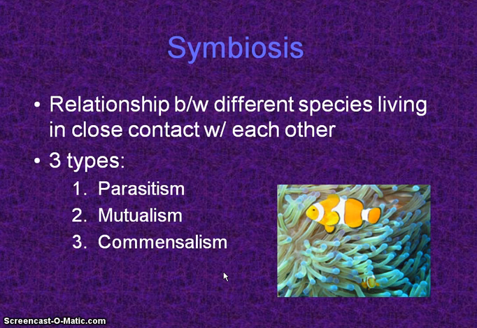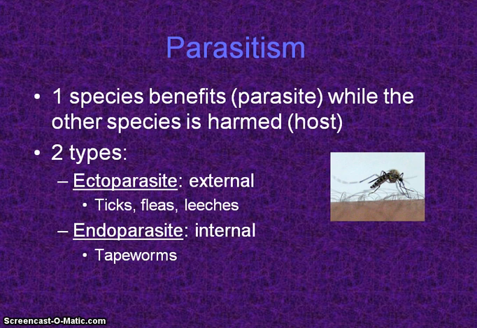Symbiosis refers to the relationship between different species living in close contact with each other. There's 3 types we're going to look at: parasitism, mutualism, and commensalism. With parasitism, that's when one species benefits, that's going to be the parasite, and the other species is harmed, that's the host. So there are 2 types of parasites. You could have ectoparasites, which are external, like fleas, ticks, leeches, and then there's also endoparasites, which are inside, and a lot of different types of worms, tapeworms, ringworms, that sort of thing. Those would be endoparasites. They live inside an organism.